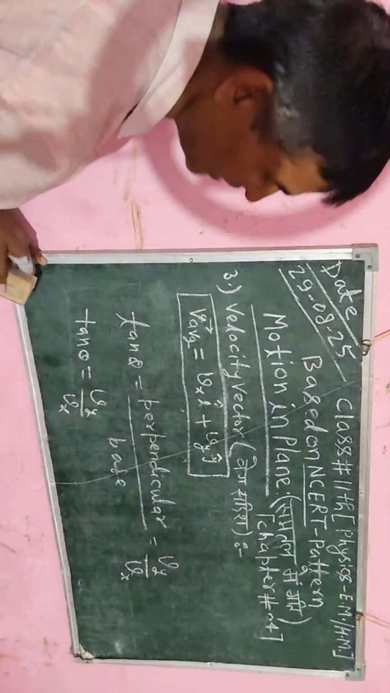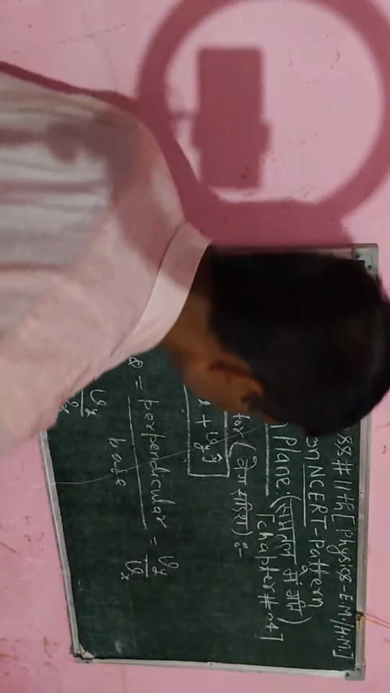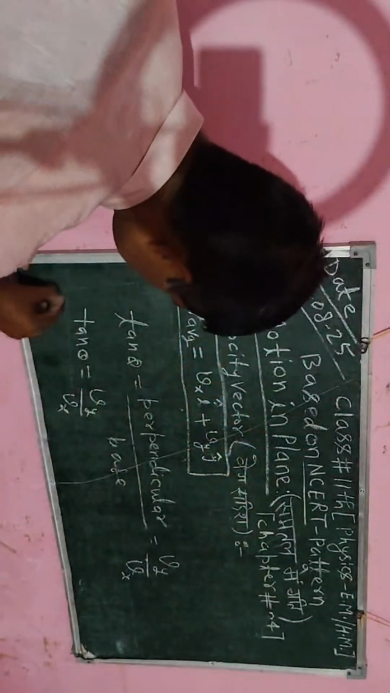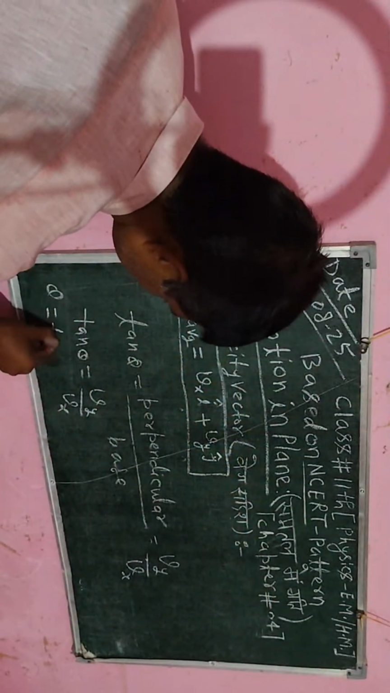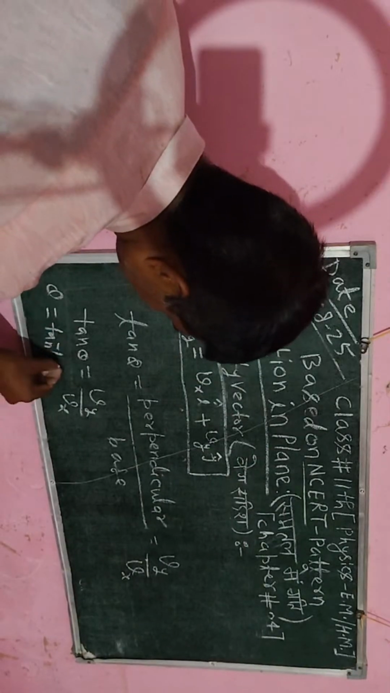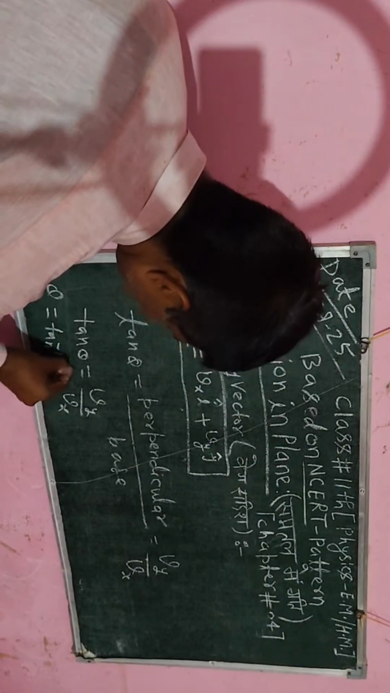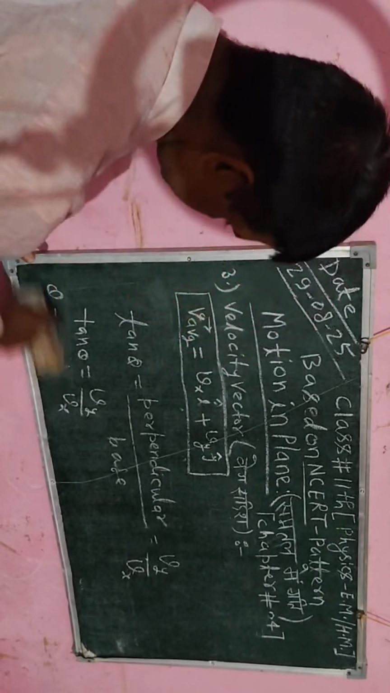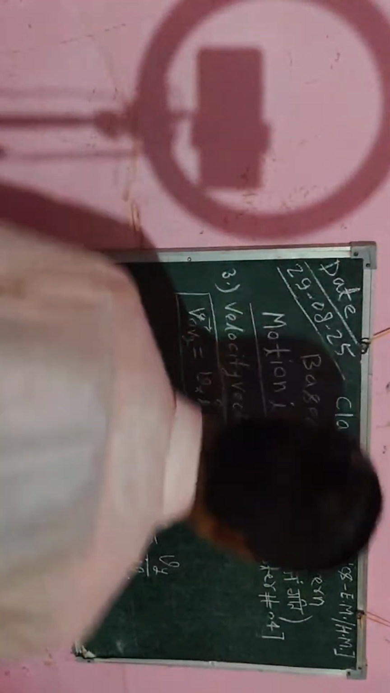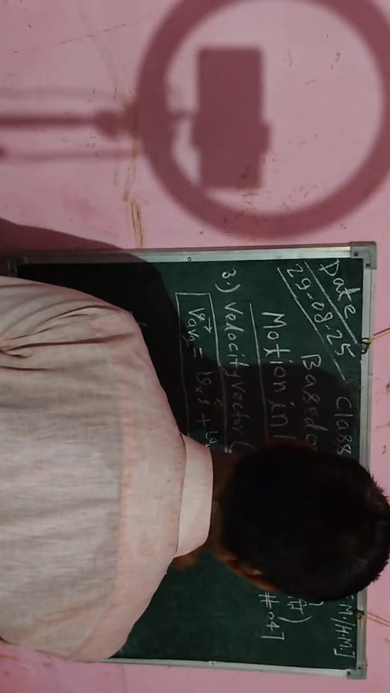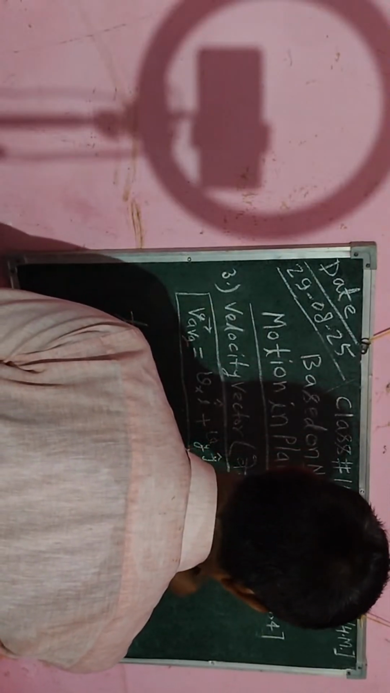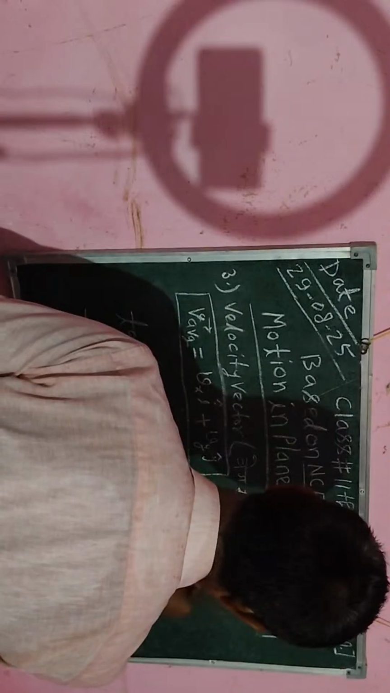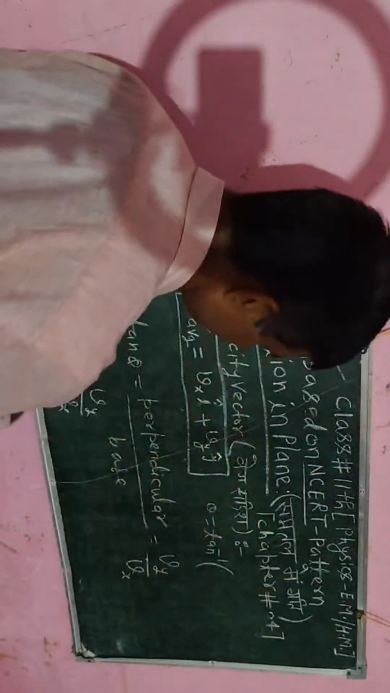Now we have to find the value of theta, and it can be obtained by this method. I can write theta equal to tan inverse of dy divided by dx. Because there is no space here, I will write it in another place properly. So theta is equal to tan inverse, in brackets, dy divided by dx.